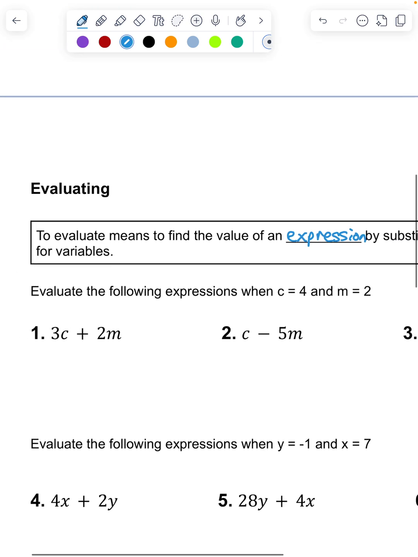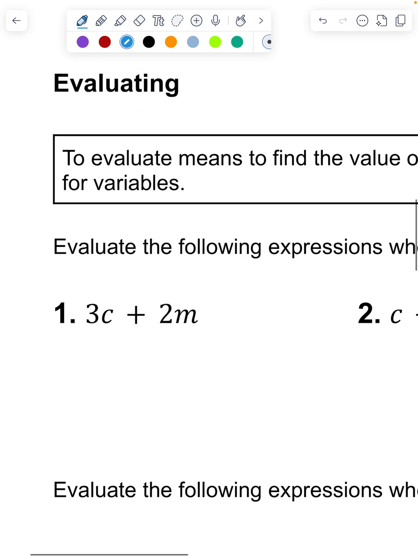It says evaluate the following expressions when C is 4 and M is 2. That means I can replace this C with a 4 and this M with a 2. However, I don't just want to say that's a 4 now and this is a 2 now. This is not what's happening, because the 3 and the C are being multiplied together. The 2 and the M are being multiplied together. That's why they're next to each other. So really, this 3 and this 4 should be multiplied. This is not 34. The 2 and the 2 is not 22.